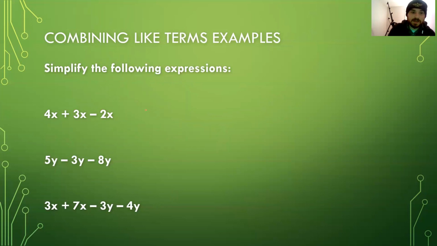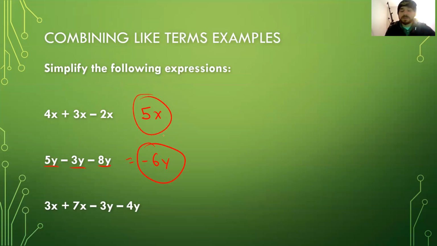So again, the simplified expression for this one is just 5x. And the next one, we have 5y minus 3y minus 8y. These are all the same variables. They're all like terms. We can just combine them straight across. 5 minus 3 is 2. Minus 8 gives us negative 6y. So in this case, we have negative 6y. That's our final answer. That's our expression.